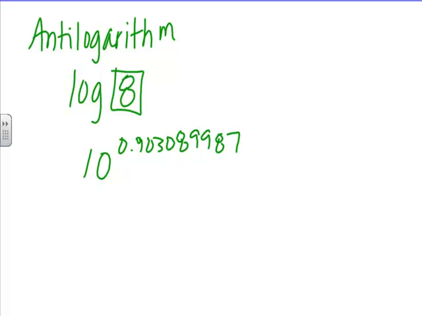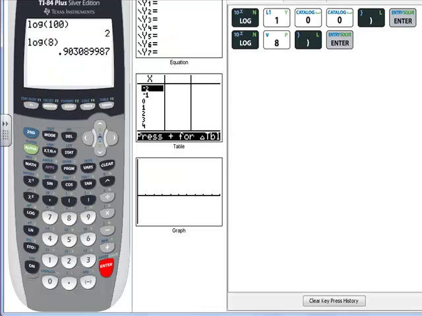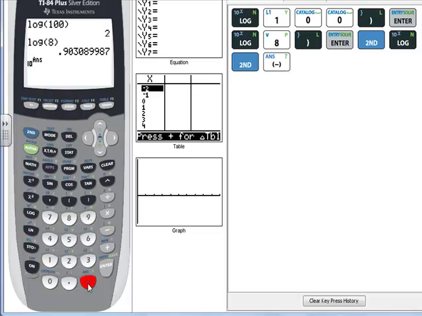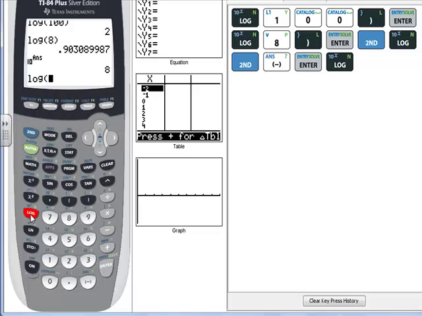0.903089987. What I would do on my calculator is I can hit second log, and you'll notice that second log really is what's going to help me get my anti-logarithm, and sure enough it produces a 10 raised to a power. And now I'm going to go ahead and hit second answer, because that's going to bring that yucky 0.9030 in, and sure enough when I hit enter, the 8 comes back to me. So to see it in something a little more friendly, let me go ahead and clear my screen here.